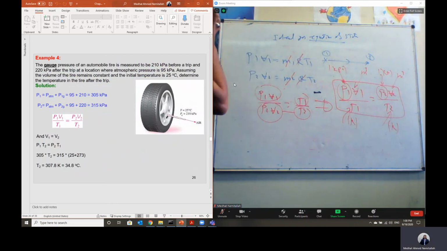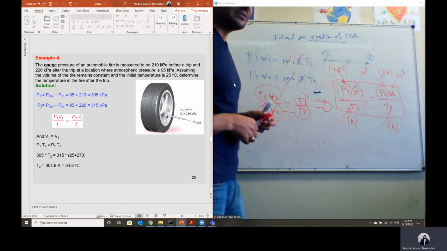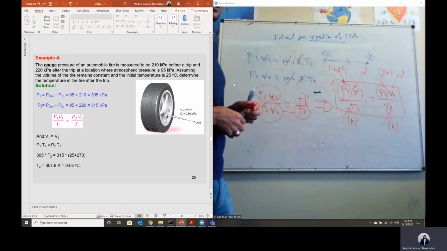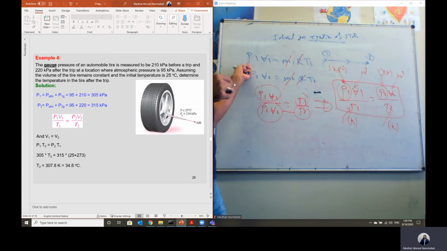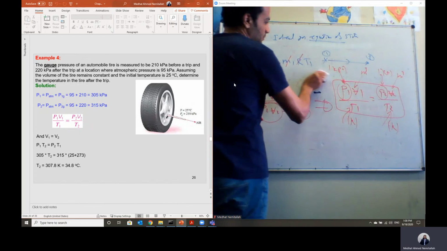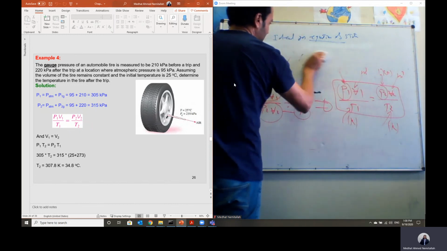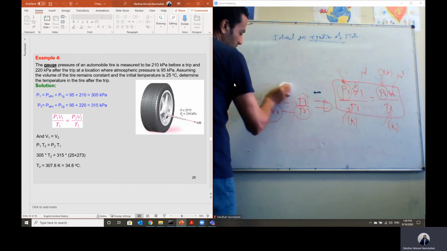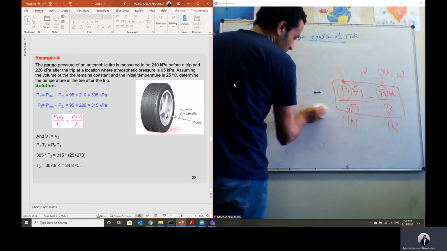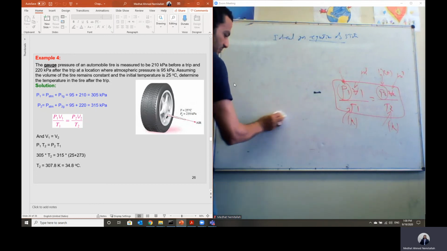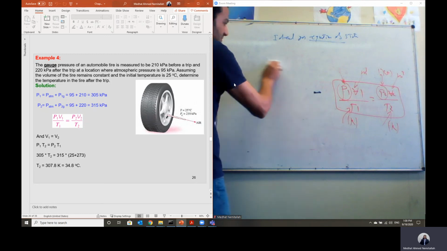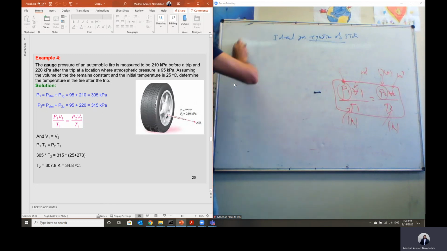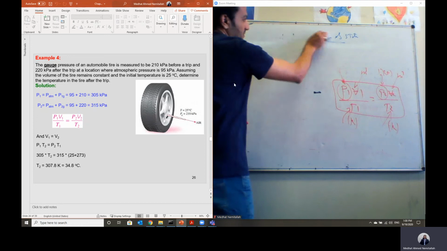Here we said the gauge pressure of an automobile tire is measured to be a given value. We said in the ideal gas equation of state, this pressure should be the absolute pressure. So when the gauge pressure is given, I need to calculate the absolute pressure, which is the gauge pressure plus P atmospheric. And P atmospheric should be given. If not given, then we can assume its value equal to 100 kilopascal.